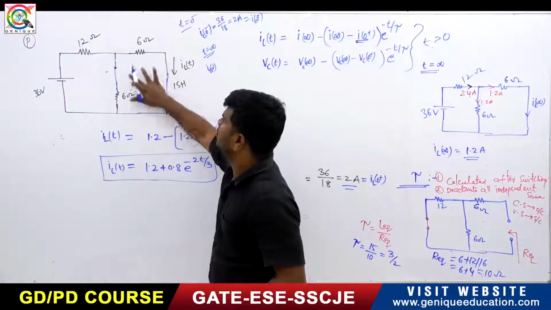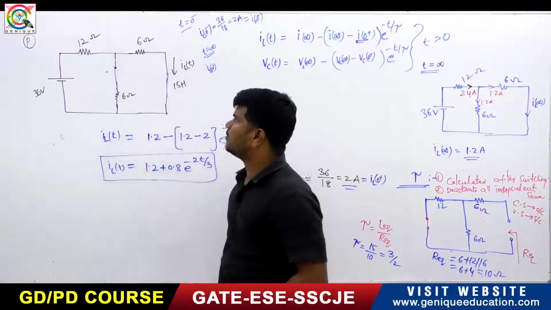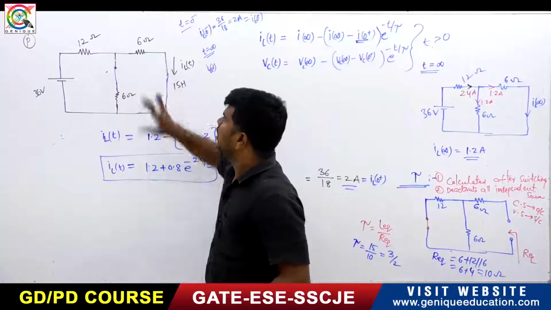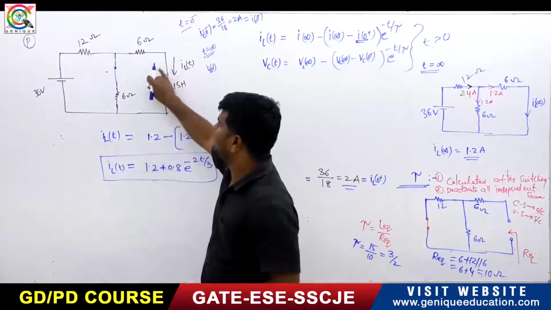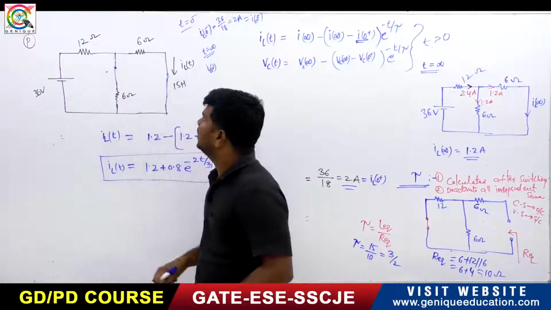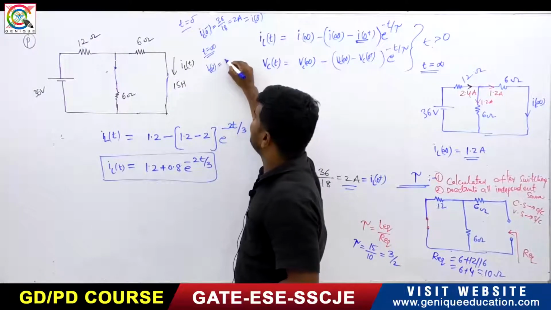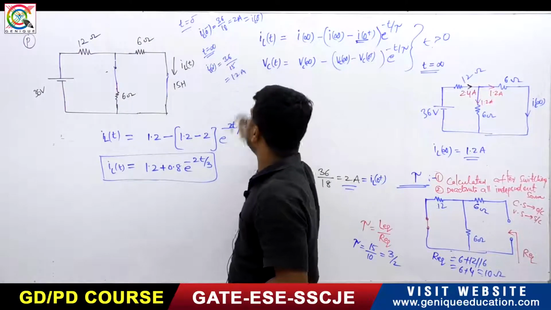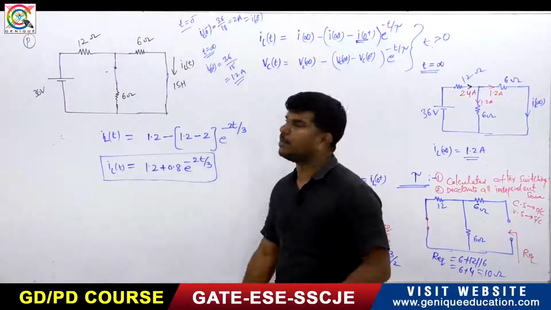If the inductor is short circuited, what happens? The 6 into 6 divided by 6 plus 6, these two are the parallel combination, so this will be 3. So 12 plus 3 is 15. So the IL of infinity will be equal to 36 divided by 15. This will be 1.2 we got. Right, 36 divided by 15.